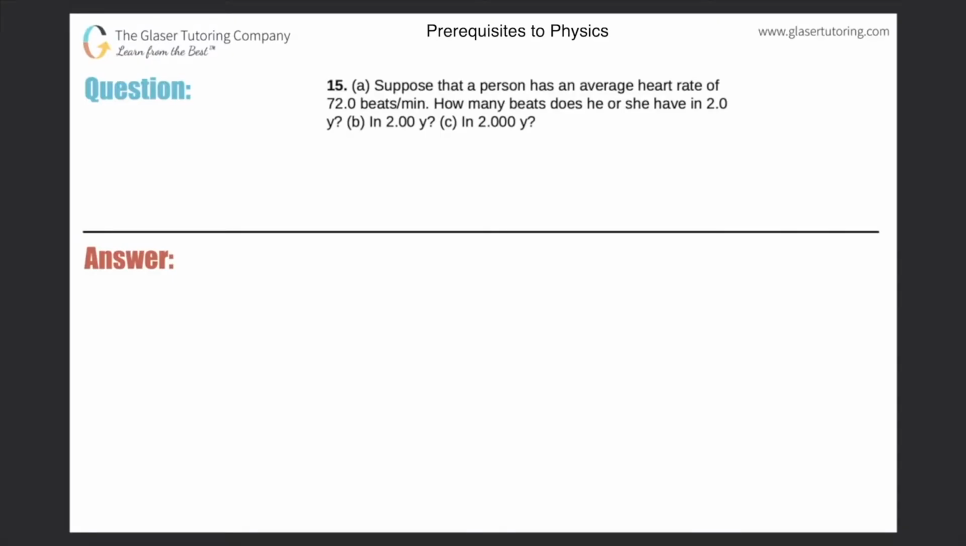Number 15, letter A. Suppose that a person has an average heart rate of 72.0 beats per minute. How many beats does he or she have in 2.0 years? And then B would be 2.00 years and C would be 2.000 years.